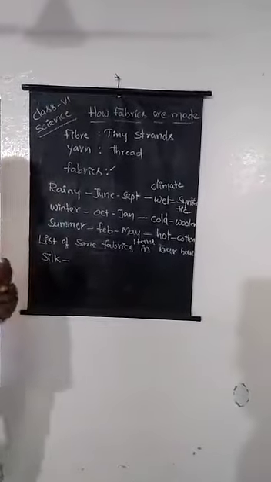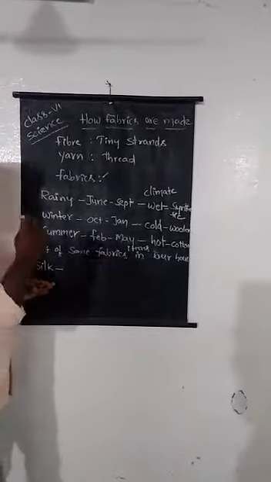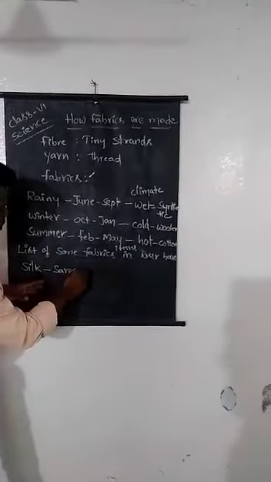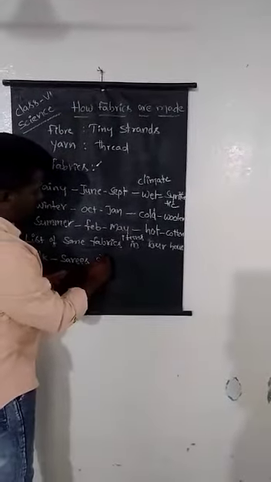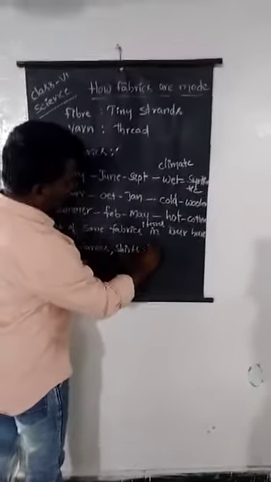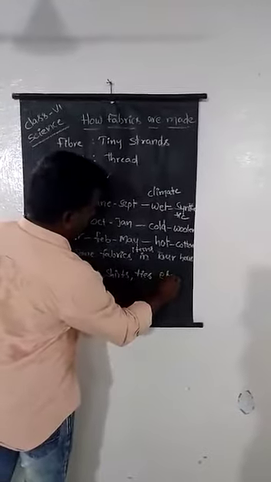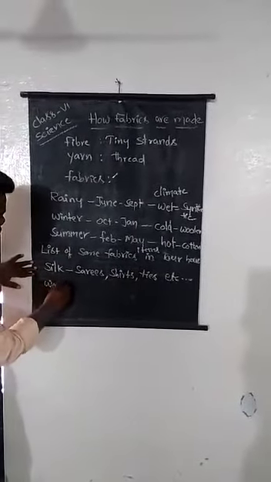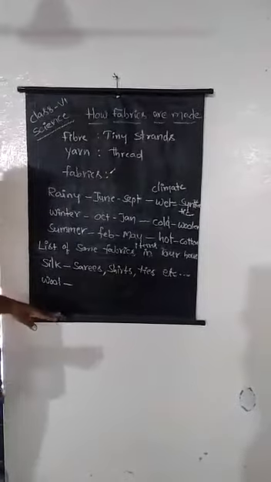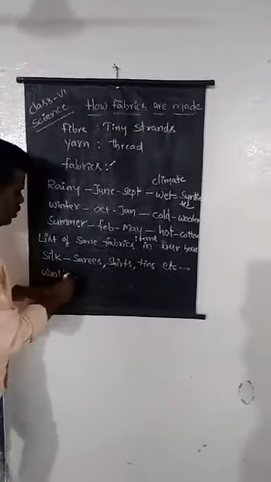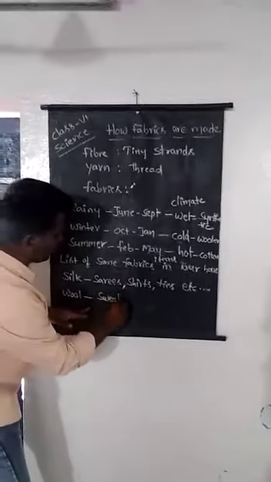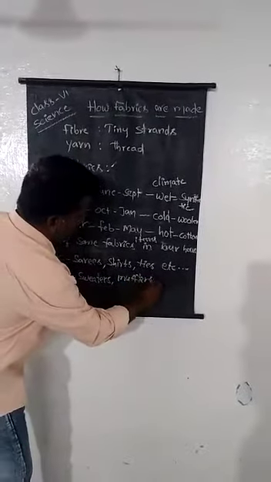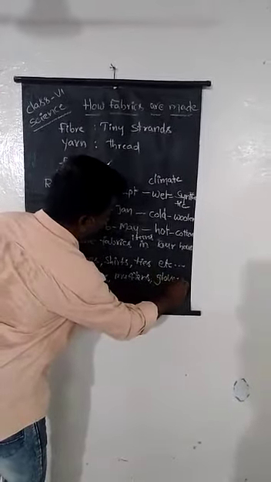By using silk fabric, we prepare materials like sarees, shirts, ties, etc. Next one, wool. Most people use different items made from wool, like sweaters, mufflers, gloves, etc.